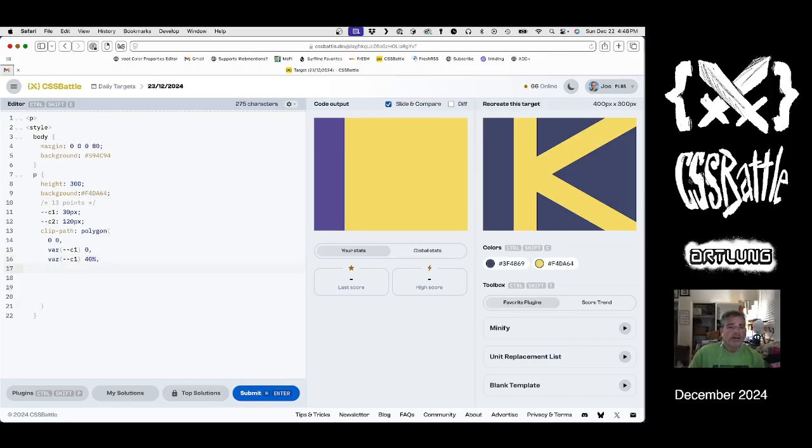All right, then var C2 0, and then 100% 0. And then 50%, 50%, and then 100%, 90%, in which case that's going to be 100%, 10%. This is another one of those situations where it's easy for it to get out of control quick.